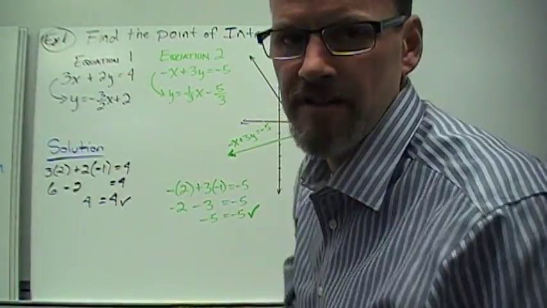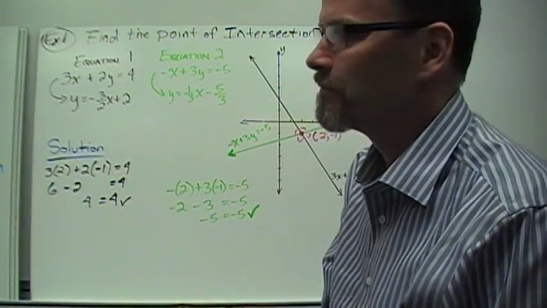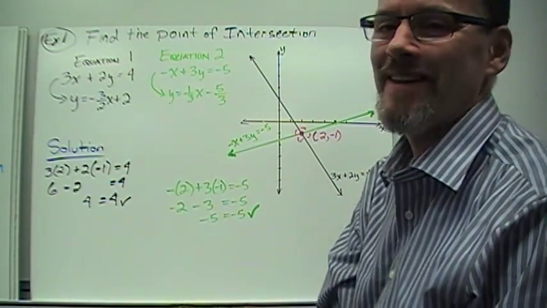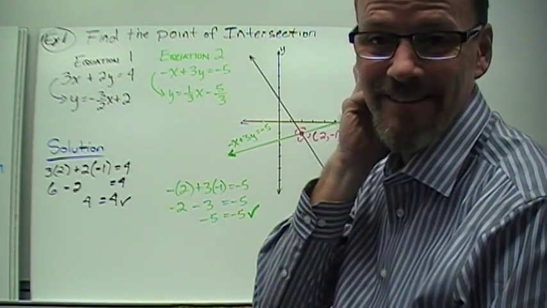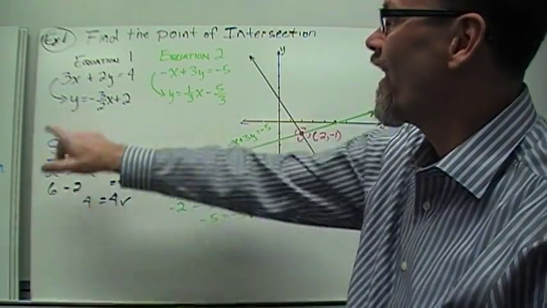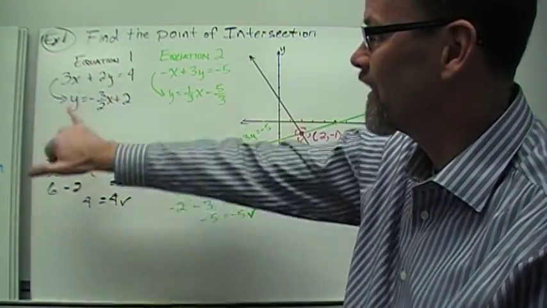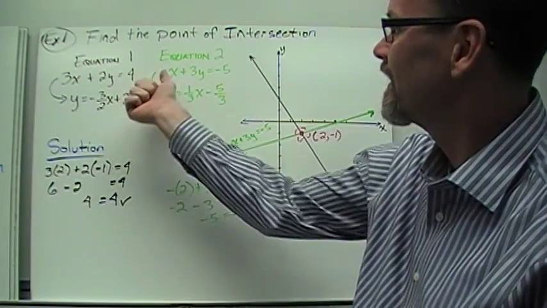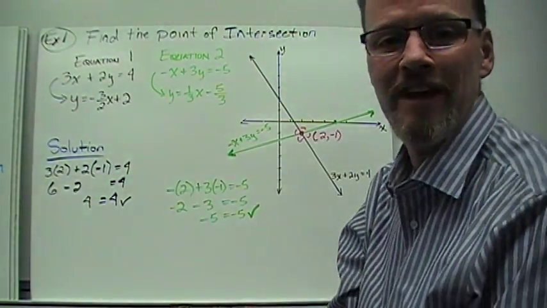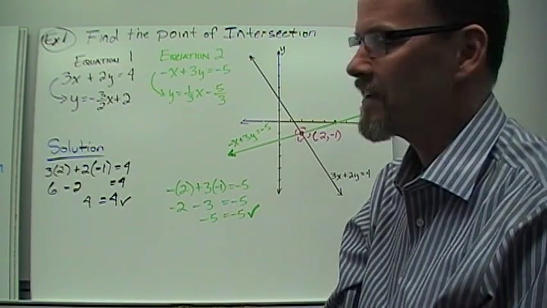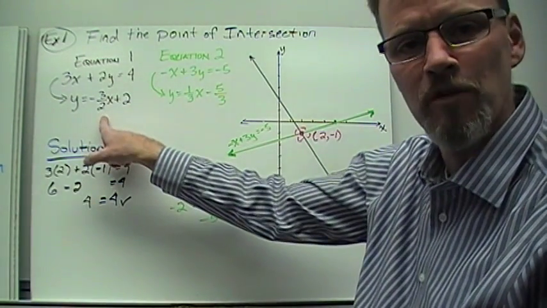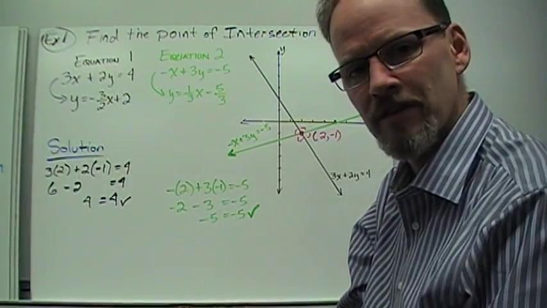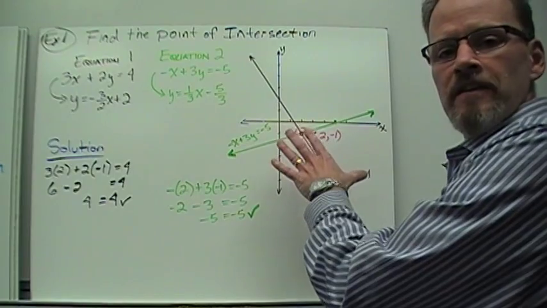So let's look at an example. Find the point of intersection. Equation number 1: 3x plus 2y equals 4. And equation number 2: negative x plus 3y equals negative 5. What are we going to do? We're going to put them in slope-intercept form, which you're used to, and put them on the graph.